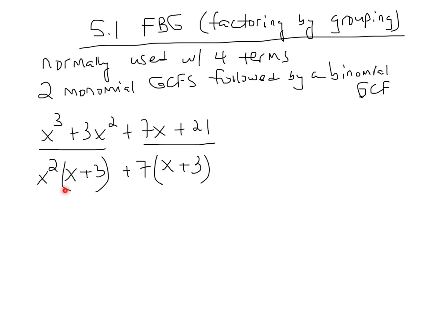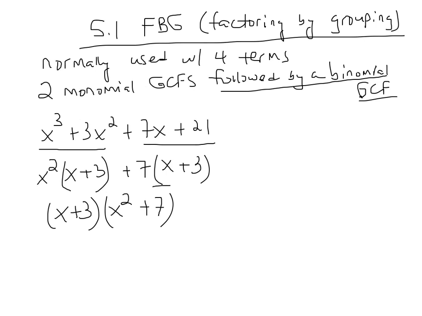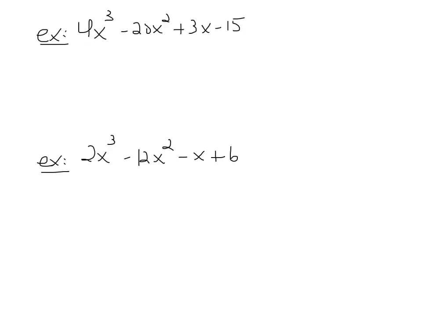Now my parentheses match, so now we're going to factor out a binomial GCF. This is just like what we did in the previous section. We're going to factor out an x plus 3, and the factor that's left in the first term is x squared, and the factor that's left in the last term is plus 7. And notice that we have factored the problem because we have written it as a product.